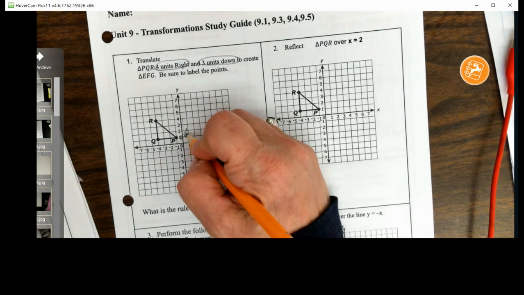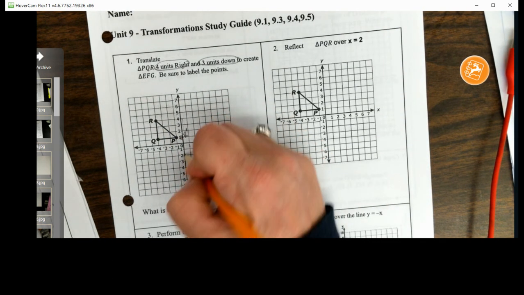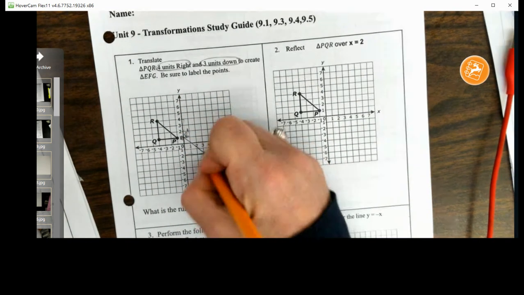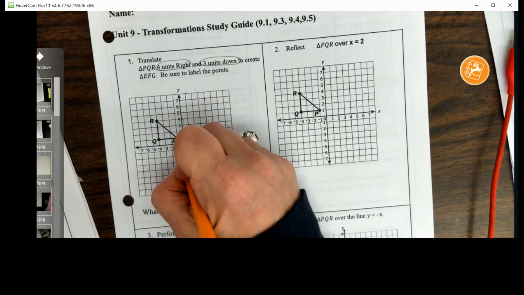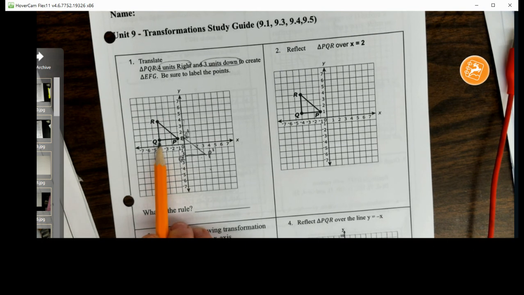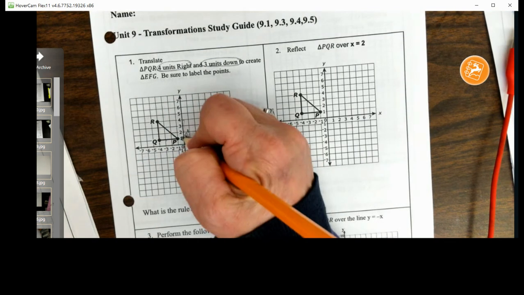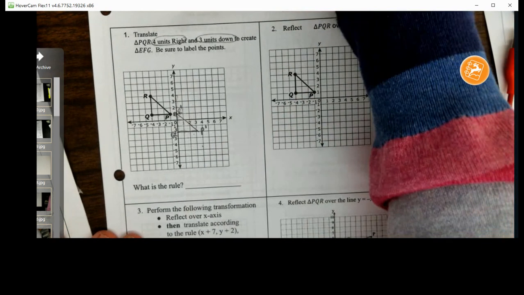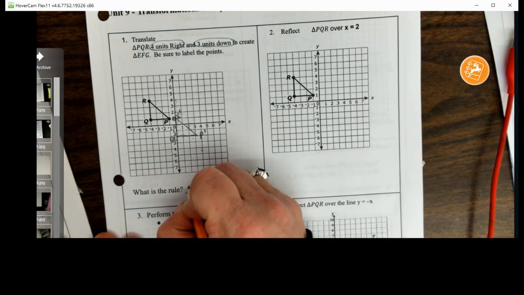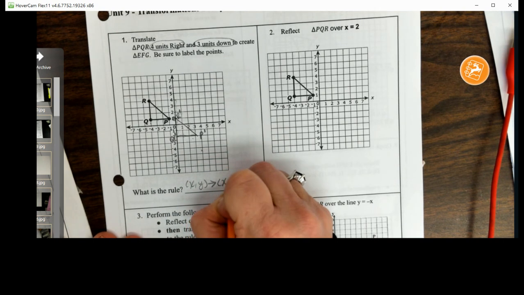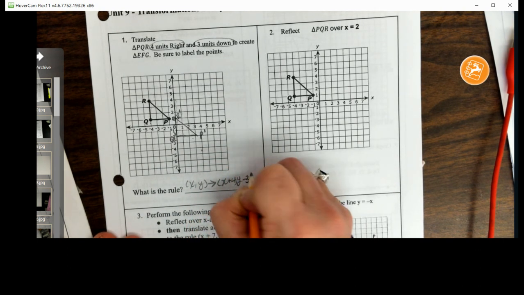This is a simple shape. 1, 2, 1, 2, 3, 1, 2, 3. And this is P prime, and this is Q prime. So let's make sure again, Q prime, we're going to go 4 units right, 1, 2, 3, 4, and then 3 units down, 1, 2, 3, and that's Q prime. The next thing it asks is what is the rule, and of course the rule is (x, y) becomes (x + 4, y - 3).